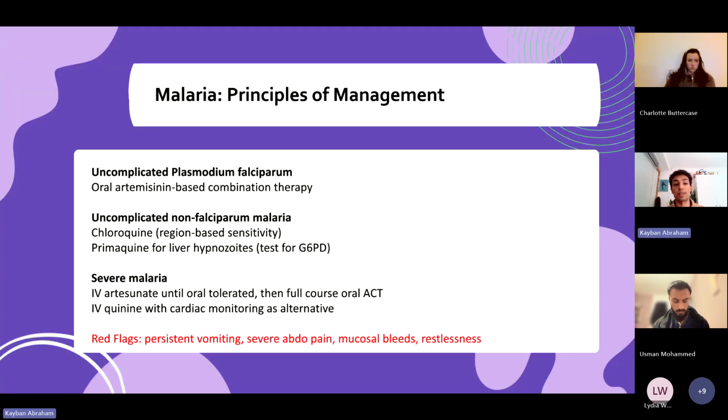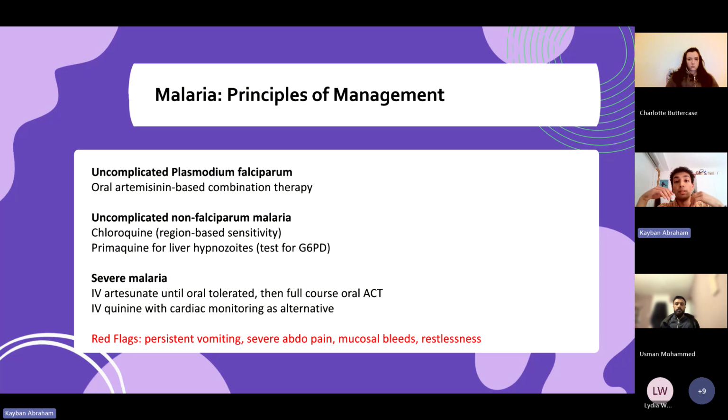Malaria, again, is the most common one. You're going to be giving, depending on the type of malaria, if it's falciparum, then you're going to give this artemisinin-based therapy. It works really, really well for malaria, and it will work really well for the other types of malaria that are non-falciparum as well.